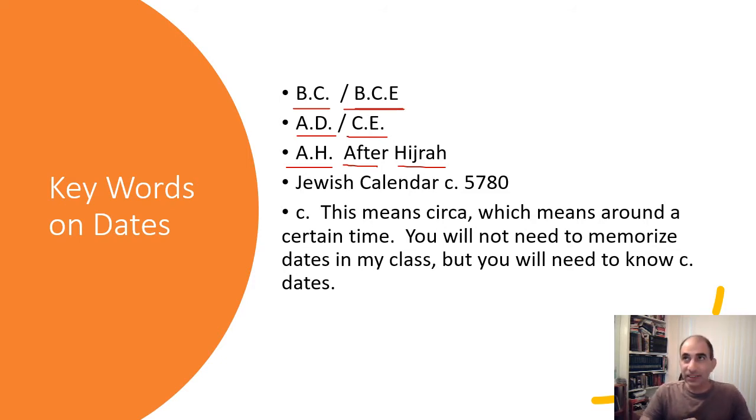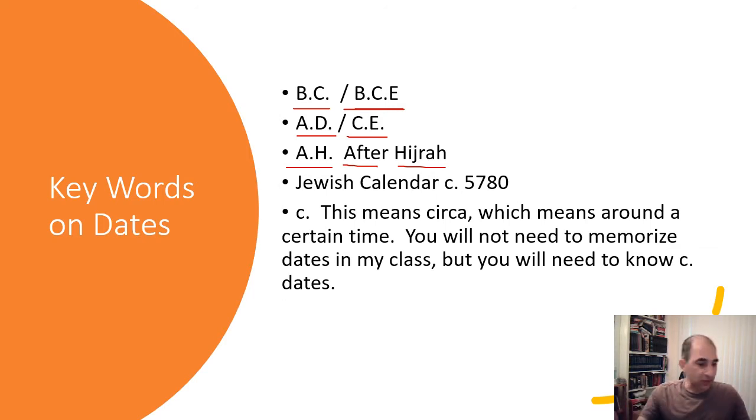So if I say something, I won't say this, but if you read somewhere that something happened around the year 300 AH, that would be about 900 AD. Again, it's not too important. If you got a little confused there, it's not a big deal. I'm mentioning it just so you know that there are other dates and dating systems that are used. We use BC and AD, but there's AH for after Hijrah in the Islamic calendar.